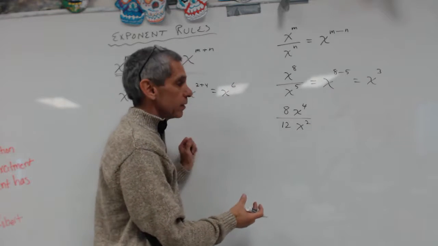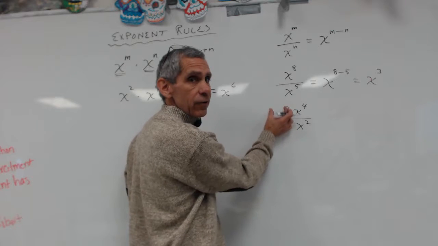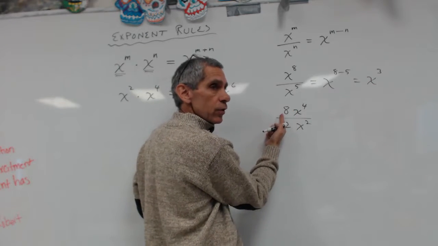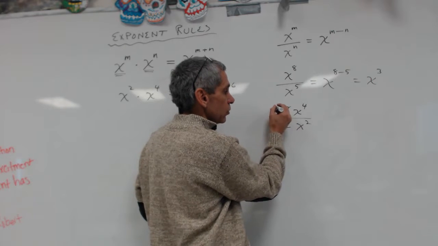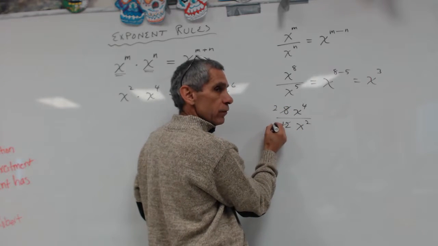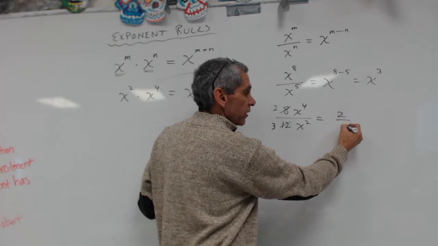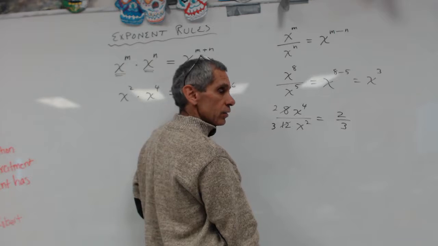I would separate them. I would first think of this as a fraction, 8/12, and I would simplify that. 4 goes into both of those. 4 goes into 8 twice. 4 goes into 12 3 times. You with me? So I write my fraction right now, 2/3.